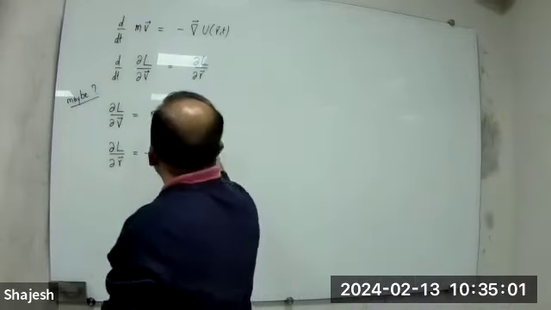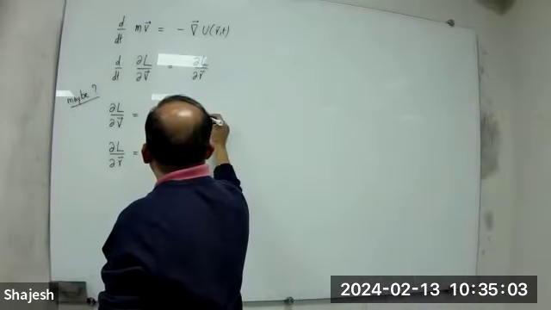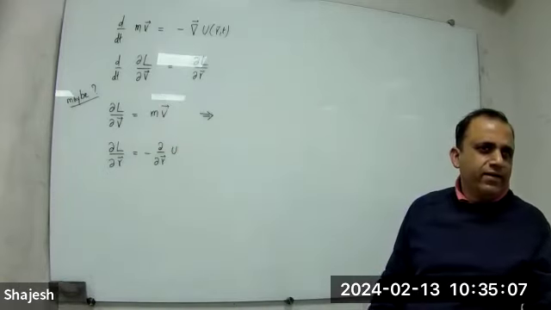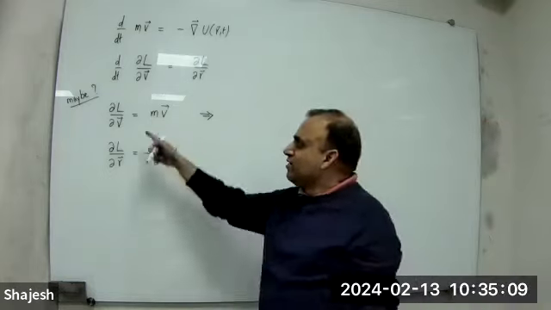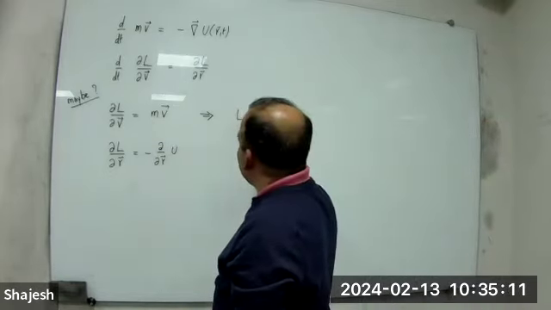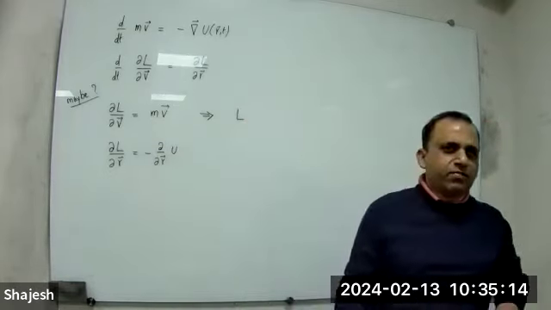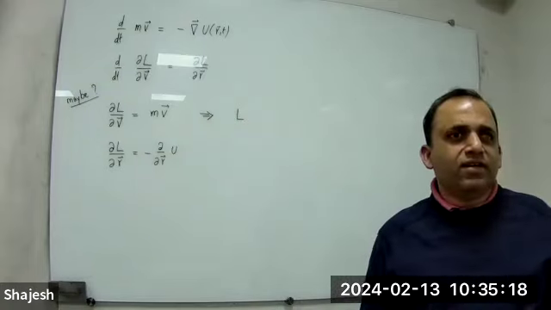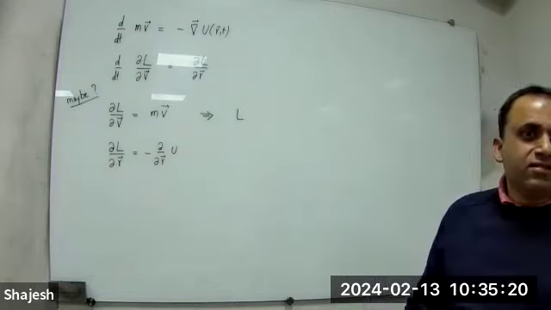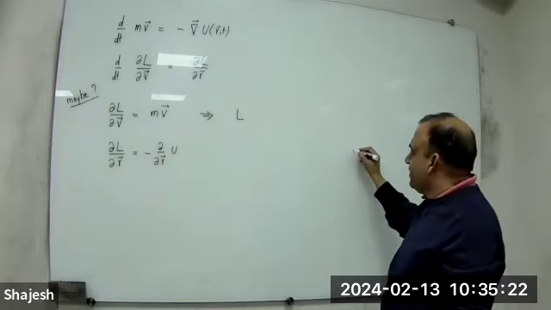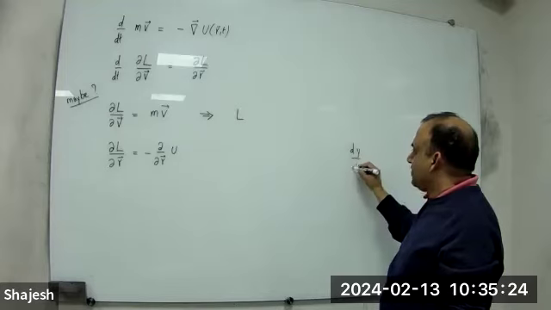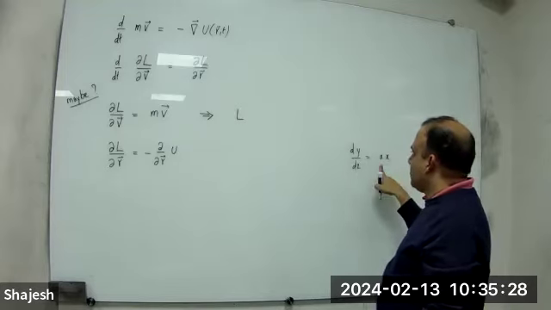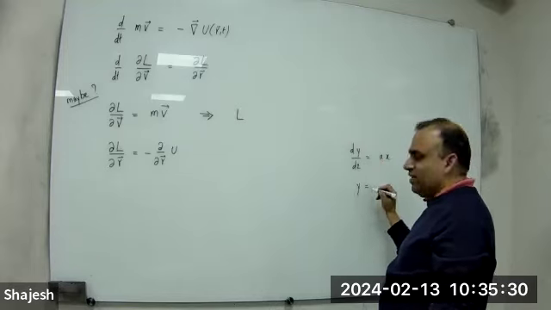If the derivative of something is equal to mass times velocity, what does that imply? What can you say about L? The derivative of something is velocity, what can L be? Exactly. If I say dy by dx is equal to a times x, where a is a constant, what can you say about y?